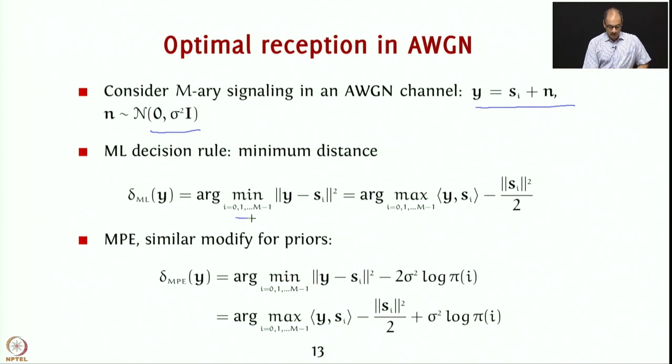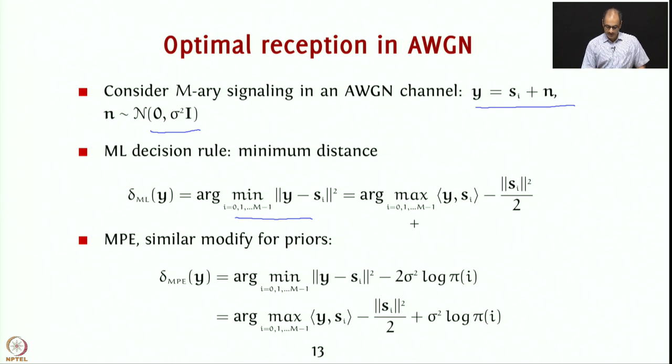Now the ML detection rule that we derived was basically we had to just write the likelihood function, which is the Gaussian, and we wanted to maximize this. But we said that since the relationship between y and si essentially appears only in e power minus, the only part that affects you is the y minus si norm square, because it's e power minus the norm square of y minus si if you just substitute in the PDF that you get from y is equal to si plus n. And because you have to maximize e power minus norm y minus si square by choosing over different i's, you just have to minimize norm y minus si square, which is why the ML detection rule just reduces to the minimum distance detection rule.